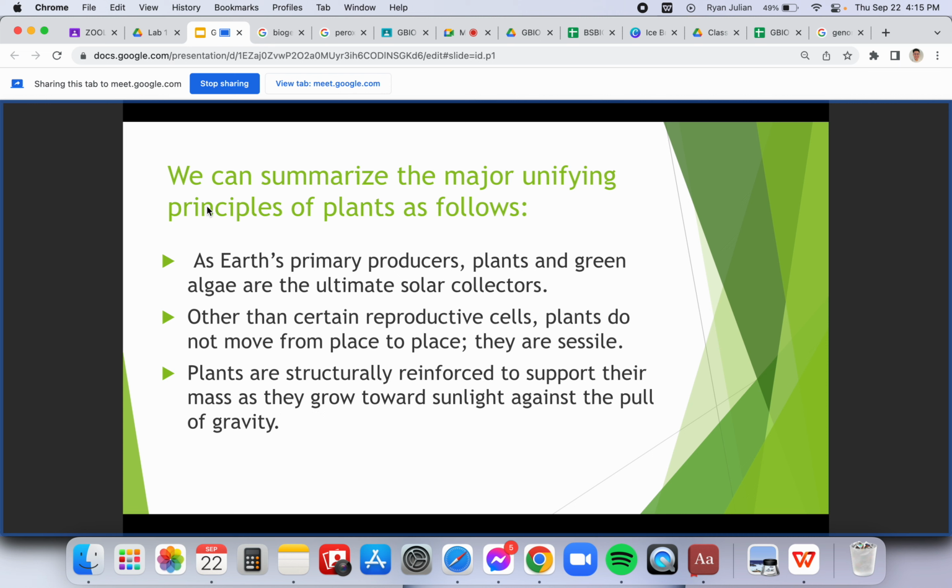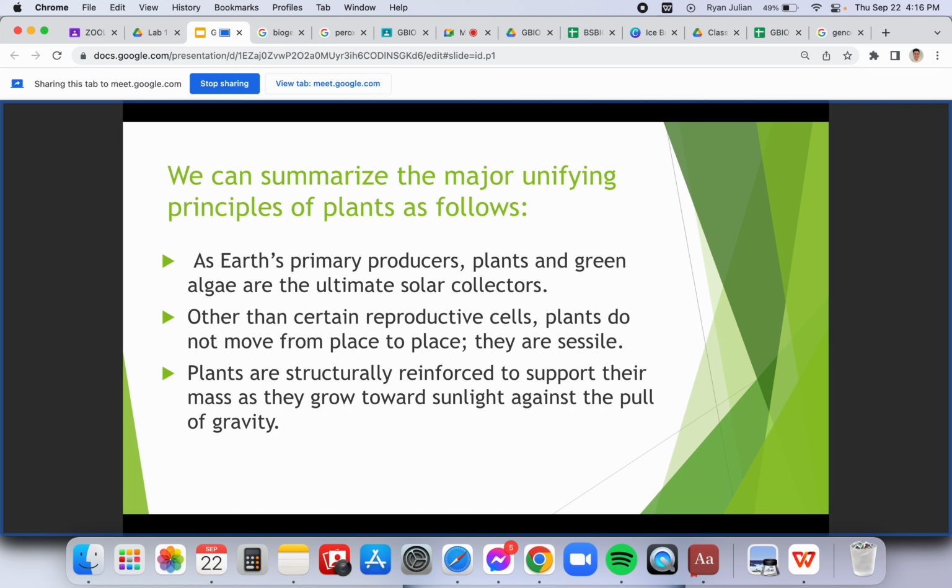So as you can see here, we can summarize the major unifying principles of plants as follows. First on our list, as Earth's primary producers, plants and green algae are the ultimate solar collectors, which I concur. And why did I say so? Why am I confident to say that the plants are our main producers of food for animals or even us, the humans? That is because of the fact that plants can produce their own food.